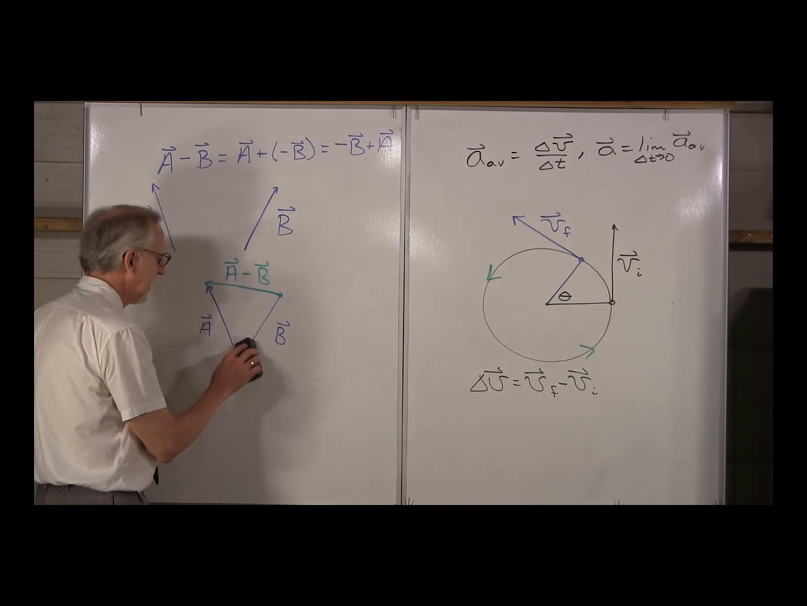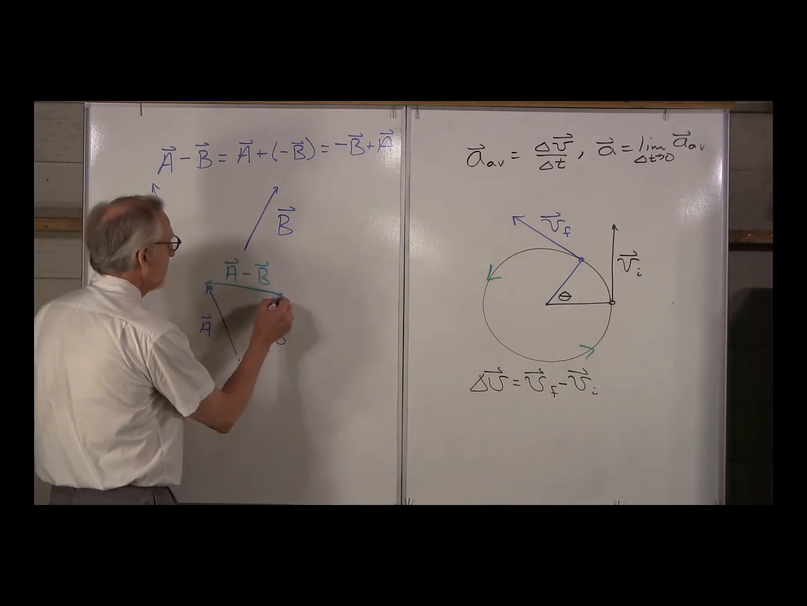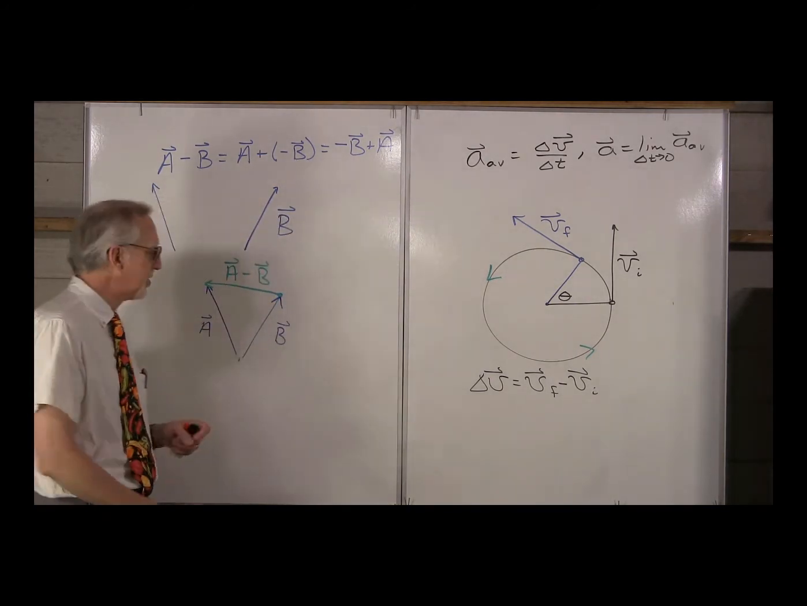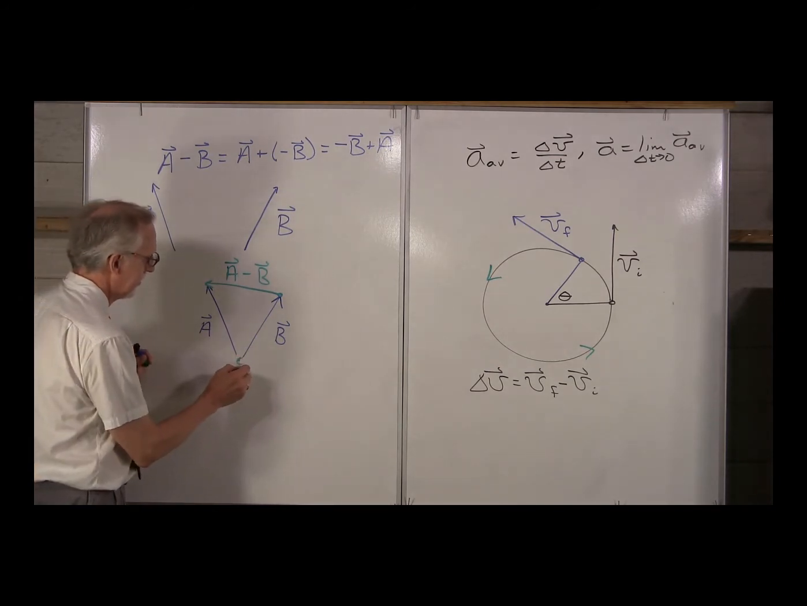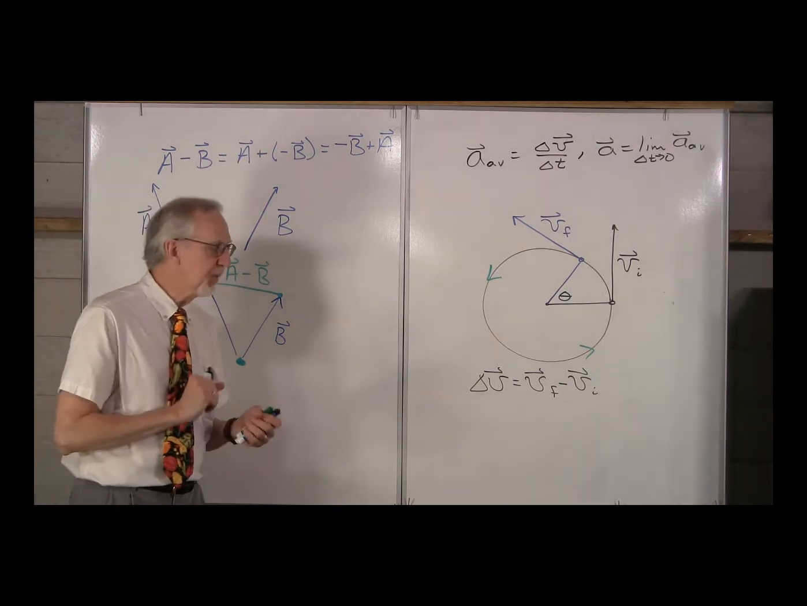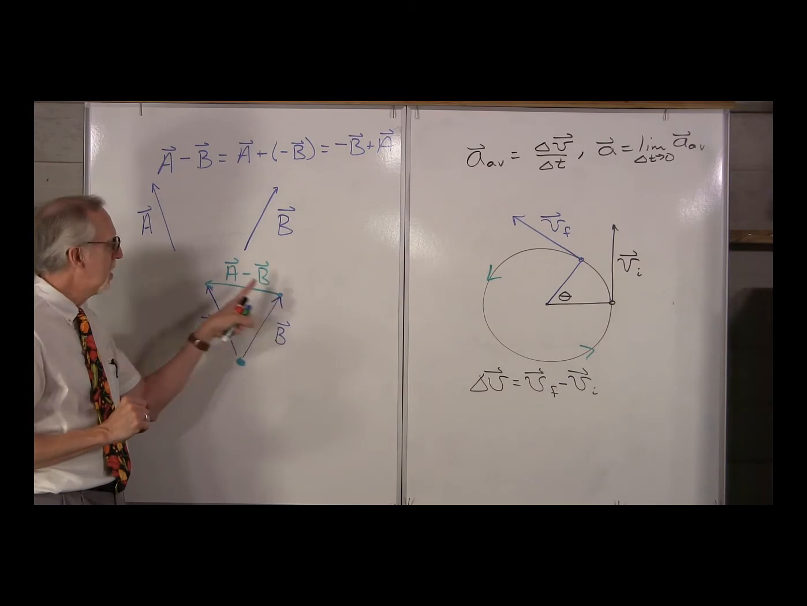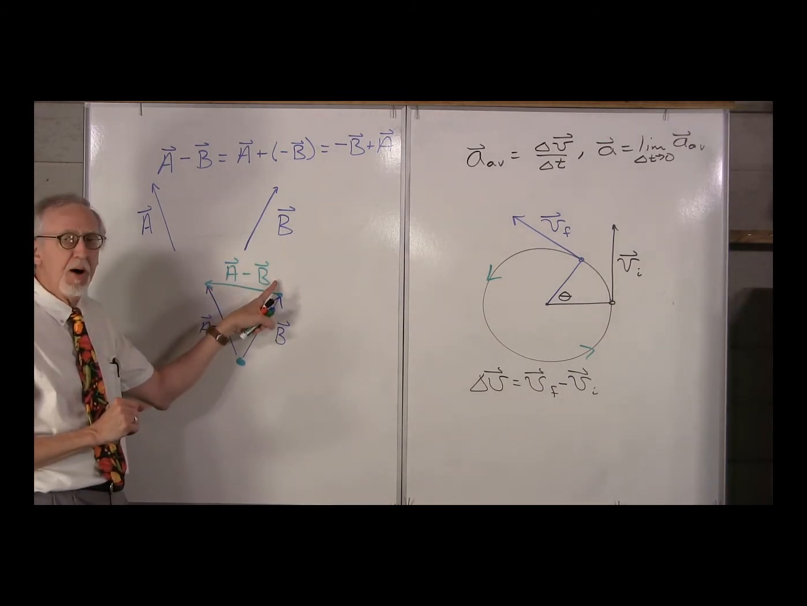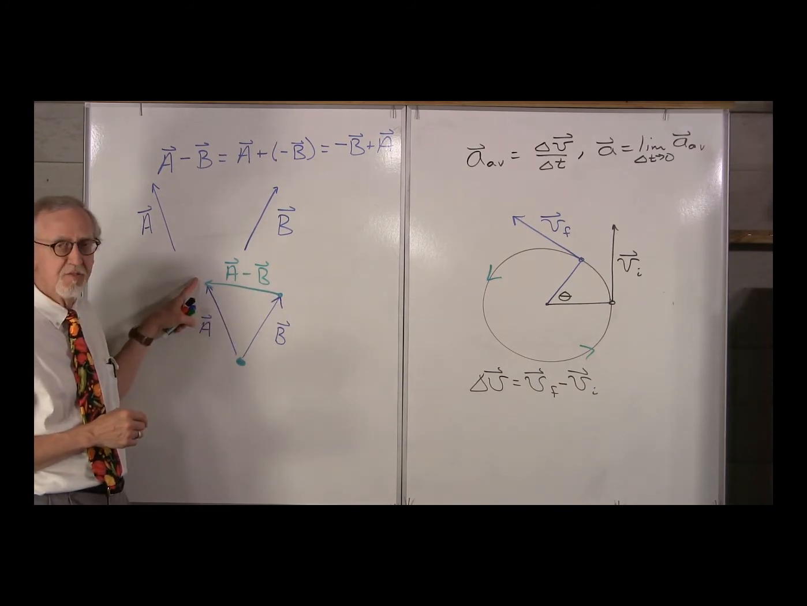So I'm going to change this direction. And let's think about what we've done. To find A minus B, we draw the two vectors, A and B, tail to tail. So we put the tails together. A minus B then is a vector that points from the tip of B to the tip of A. In other words, from the tip of the negative vector to the tip of the positive vector.